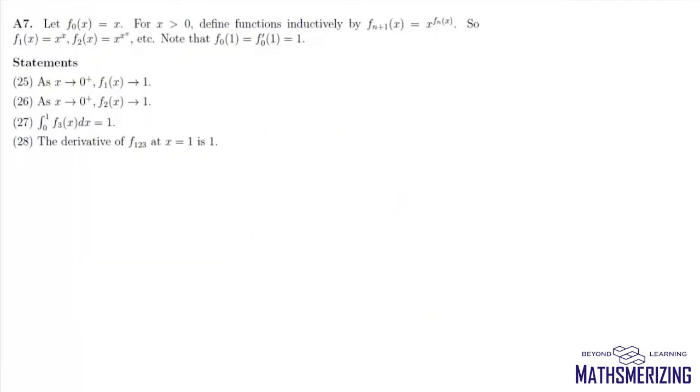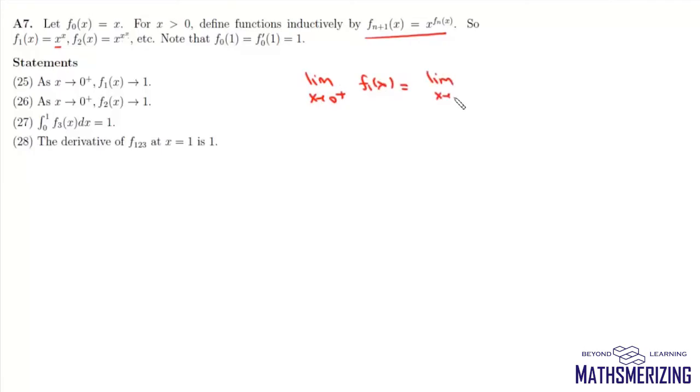Now in question number 7, we are given that f0(x) is x, and for x greater than 0, we have defined this function inductively by f(n+1)(x) equals x to the power fn(x). So we have f1(x) as x to the power x, f2(x) as x to the power x to the power x. Now this first one is as x tends to 0 positive, f1(x) tends to 1. So we have defined this limit x tends to 0 positive f1(x), and f1(x) is x to the power x.